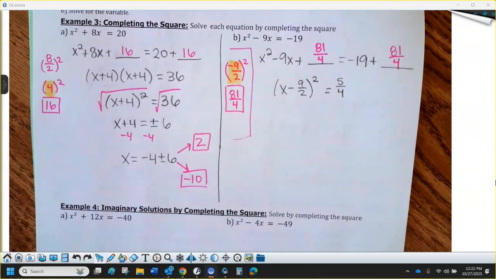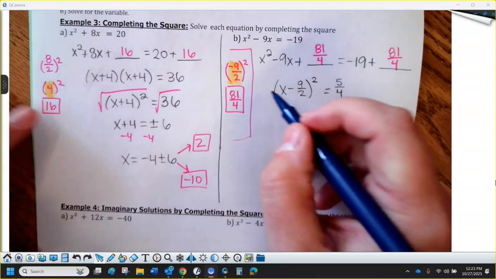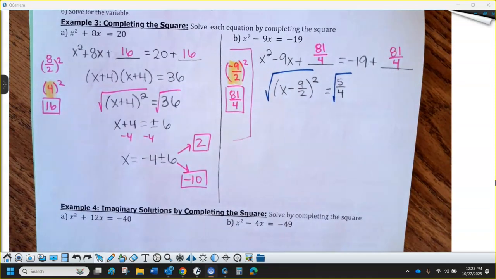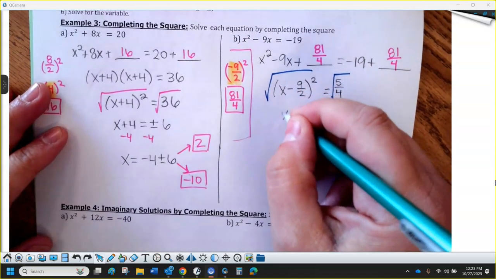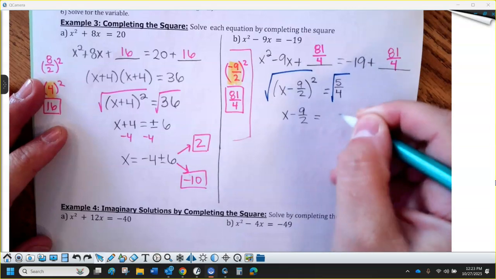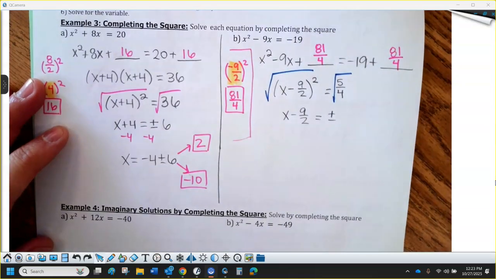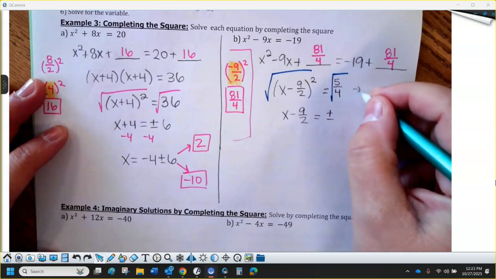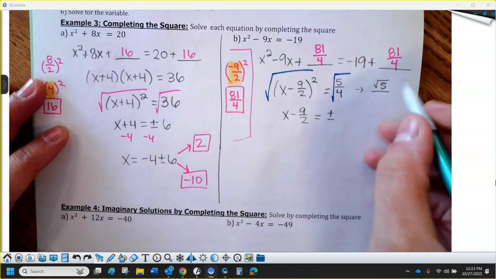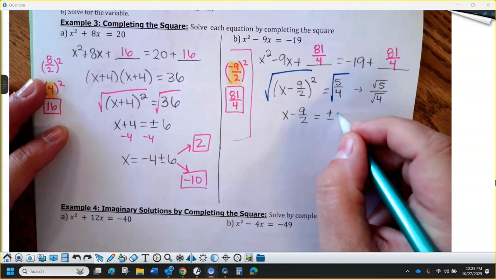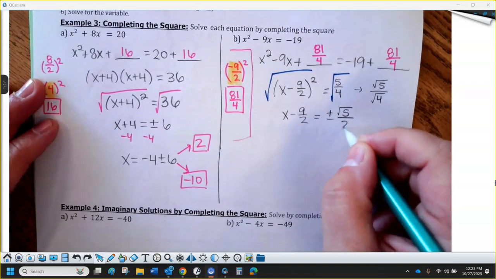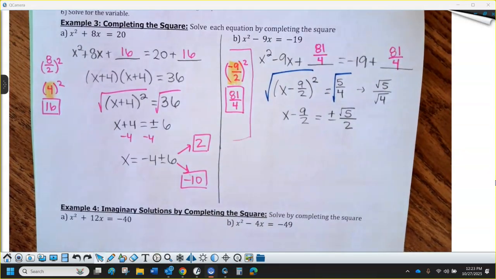This will always be over 4. Anytime you're completing the square and going through the process of doing that, that will always be over 4. And so, when I take my square root here, and again, I know this looks tricky because of the fraction, but leave it as a fraction. So I have x minus 9 over 2, plus or minus, because I put the square root in there. I'm going to just do the top and bottom separately. So, the square root of 5, we can't simplify that. But the square root of 4, anybody know the square root of 4? 2.